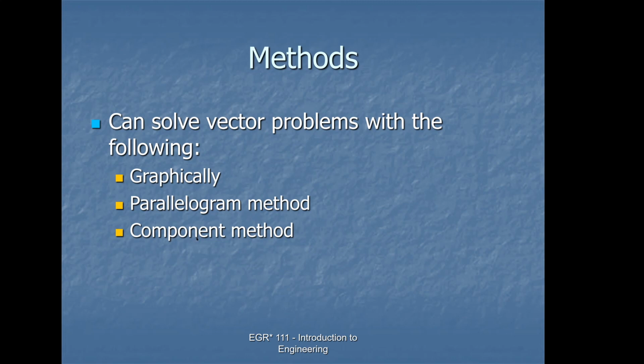Component method is just taking it and breaking it up into i and j. And if it's 3-dimensional, we have another unit vector called k. But for 2 dimensions, it's putting it into components i and j, adding the i components individually, adding the j components individually, and then the end result is just the magnitude of the i's times i, the unit vector, and the magnitude of the j's times j, the unit vector.